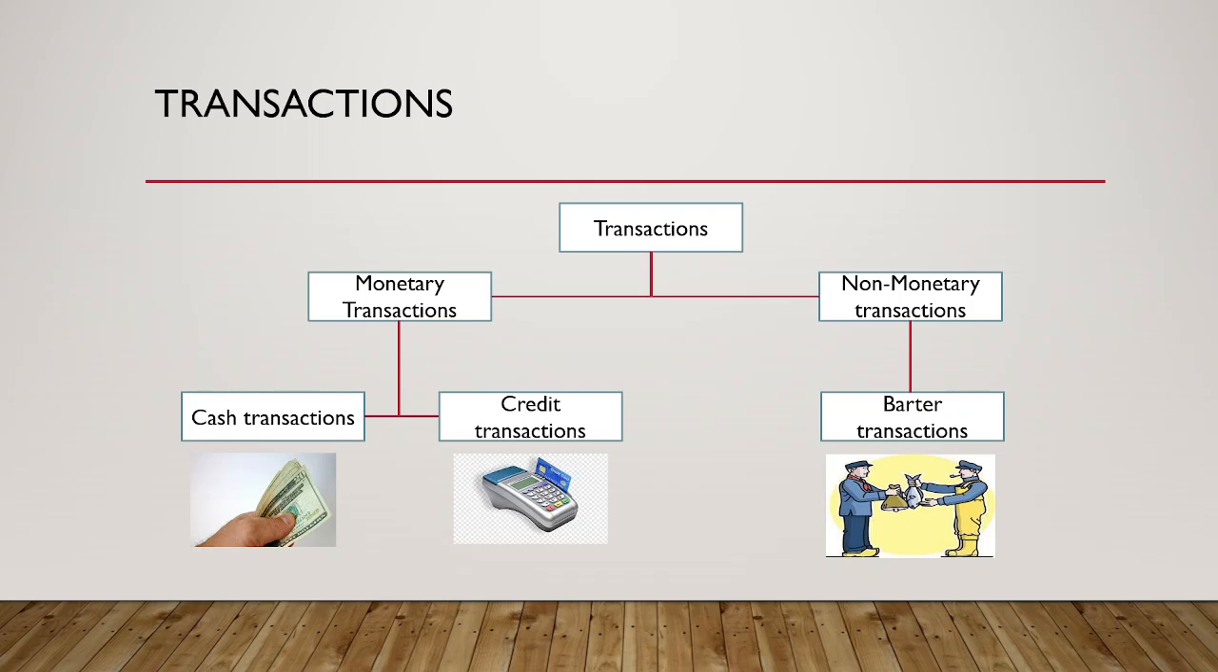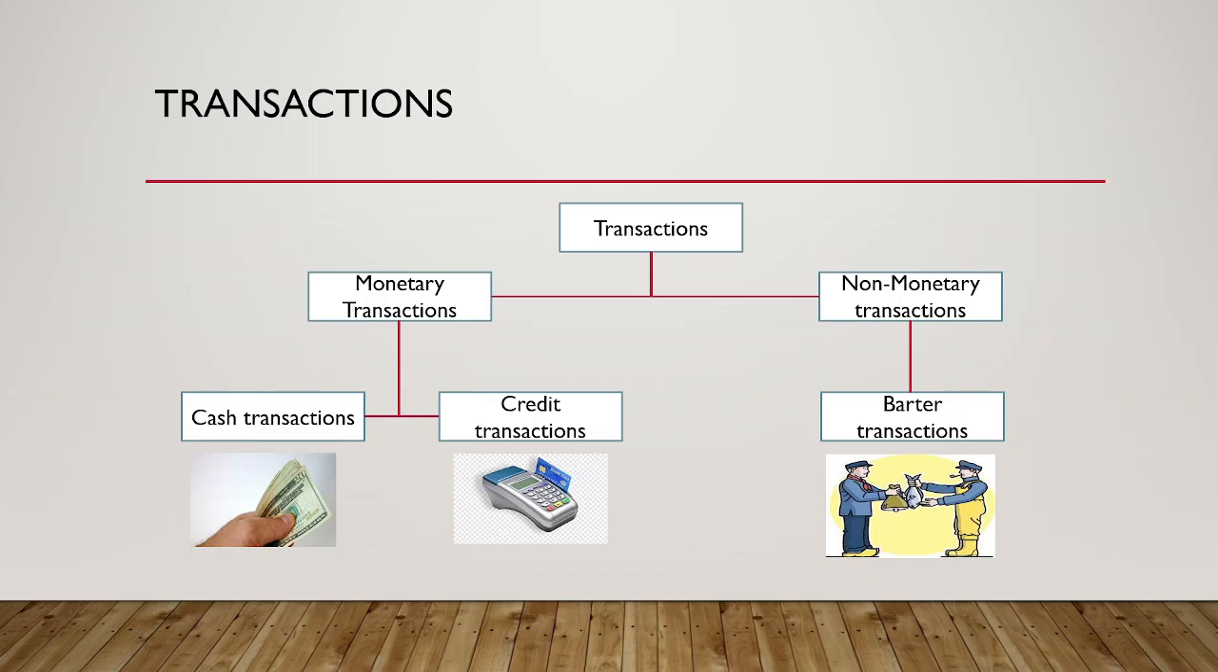Now towards the right hand side you can see non-monetary transactions. Under non-monetary transactions we have barter transactions, where a person is exchanging some goods in return for fish. So when money or cash is not involved, the transaction is a barter transaction. On the contrary, when money or cash is involved, the transaction is a monetary transaction.